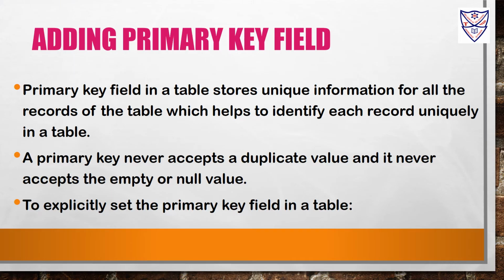Adding primary key field. The primary key is the field or combination of fields in the table which helps to identify each record uniquely in the table. For example, the roll number field in the student table helps to identify each student with the unique roll number assigned to each one of them. A primary key field never accepts a duplicate value and it never accepts empty or null values.